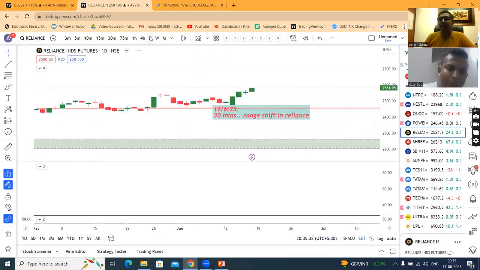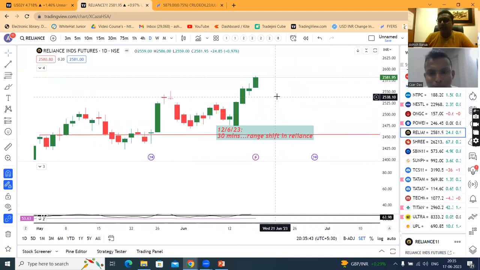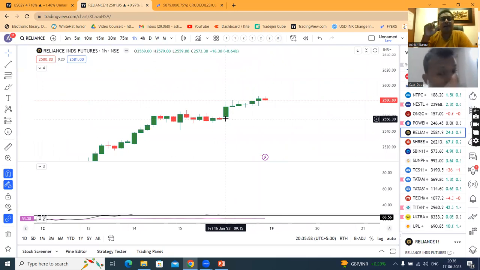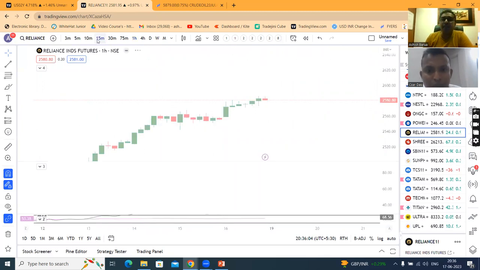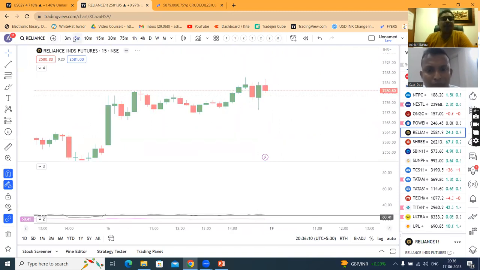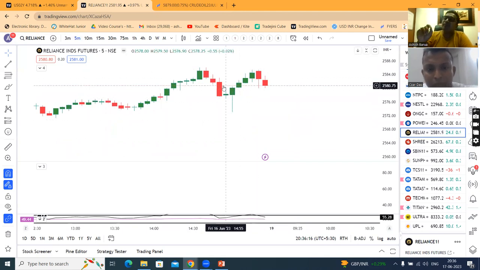If I click it daily, so in a day, what are the different activities it captured? It has opened at a certain level, moved high to a certain level, moved low to a certain level, and closed at a certain level. Similarly, if I put hourly, each candle represents the movement of 1 hour price action. If I put it 15 minutes, each candle represents 15 minutes activities. If I capture 5 minutes, each candle captures the activities of 5 minutes of that particular script.